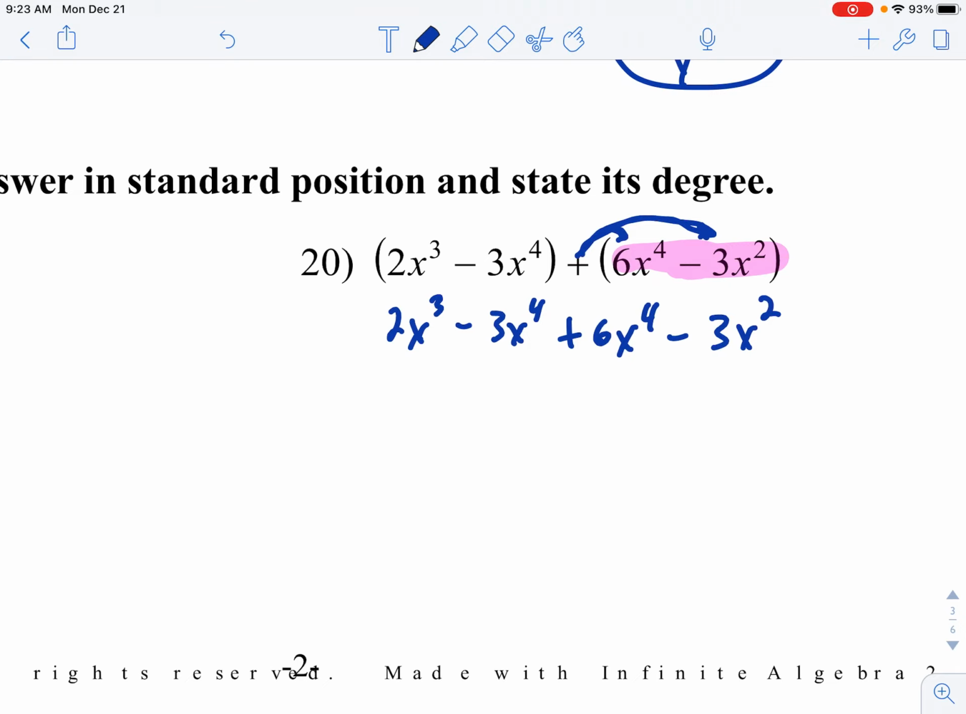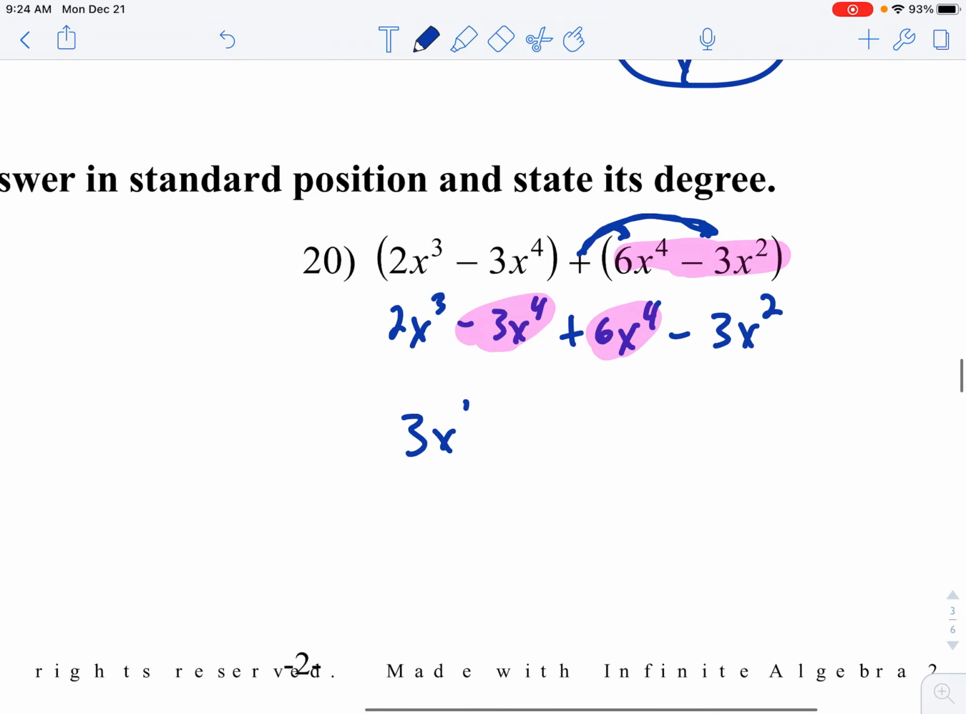Now, we need to simplify this. That means combine like terms. So let's see. Those go together. Negative 3x to the fourth plus 6x to the fourth is 6x. No, negative 3 plus 6. Come on. 3. Duh. I'm a cotton-headed ninny-muggins. All right. Negative 3 plus 6 is 3.